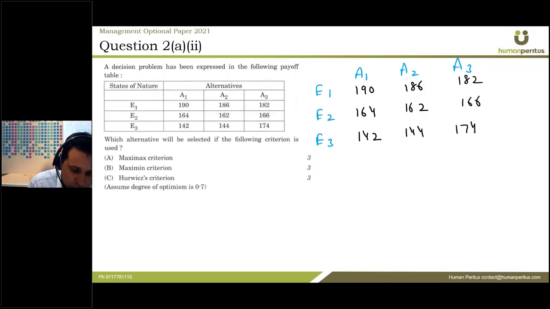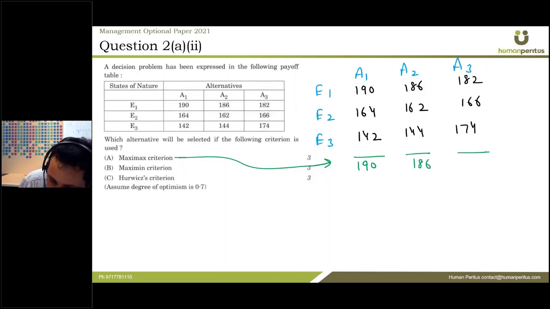Okay. So we have to find out which one is my decision based on the maximax criteria. So guys, in the maximax criteria what do we do? We take the max value from each of these. Which is the max value? In this one, 190 is my max. In this one, how much is it? 186. And in the third column, how much is it? 182. Which one do we have to take? The maximax. So among these the maximum is 190, which is A1. Therefore my decision is to select A1.